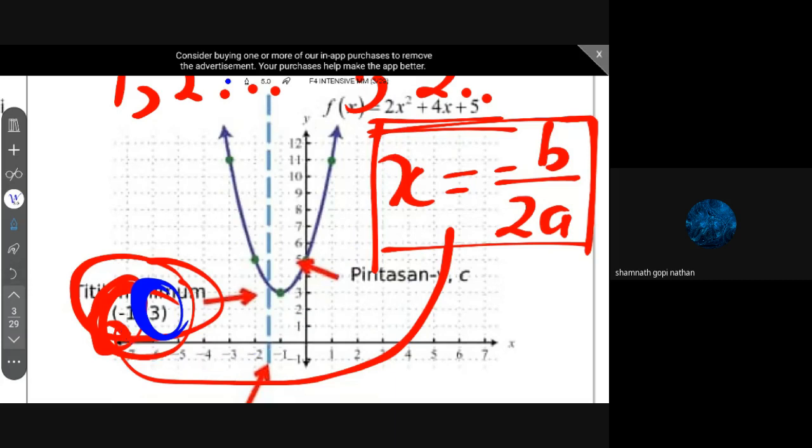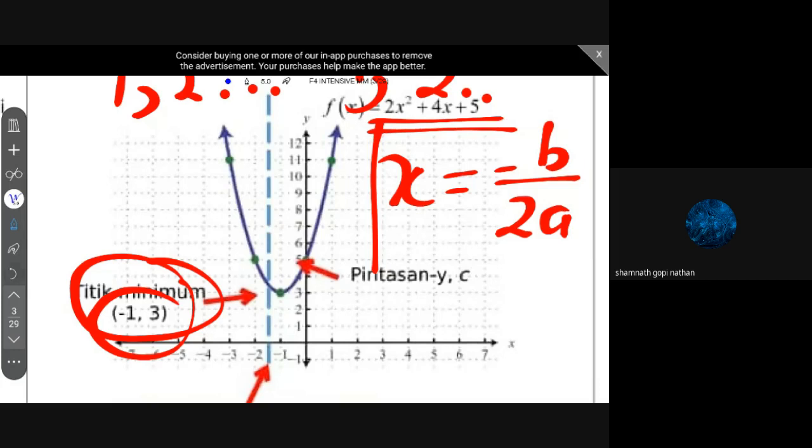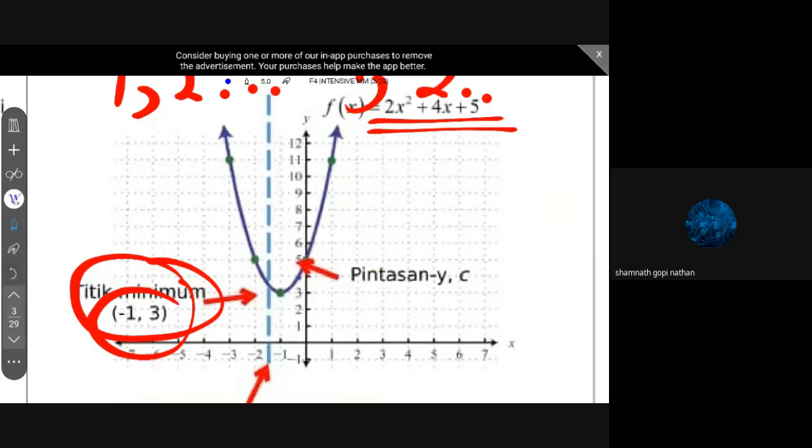Ini cara kita guna. Okay, pintasan Y senang lah. Kamu lihat mana graph tu potong paksi Y, itu adalah pintasan Y. Where the graph intersects the Y-axis is called as the Y-intercept. Okay? So this is how we sketch lah. Yang lain semua, kamu boleh laka secara kasar lah. You can draw roughly. Which part, Navisha? Do you know how to find this?